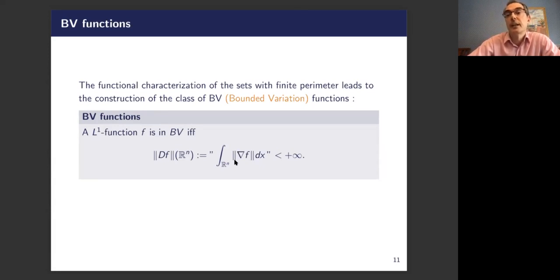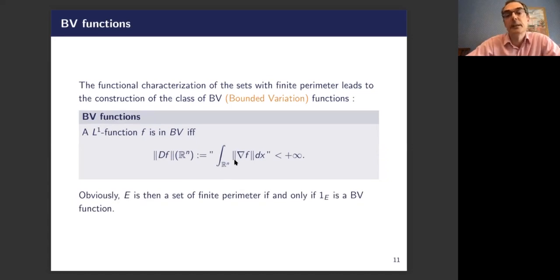So you should understand the gradient in a weak sense given by Caccioppoli. If this gradient is in L1, this is what we call a bounded variation function. Dealing with functional spaces of bounded variation functions will allow a lot of calculus that we can then use to study sets of finite perimeter.